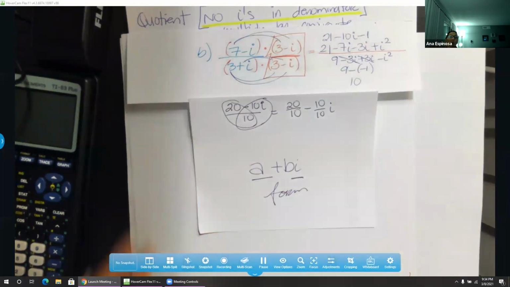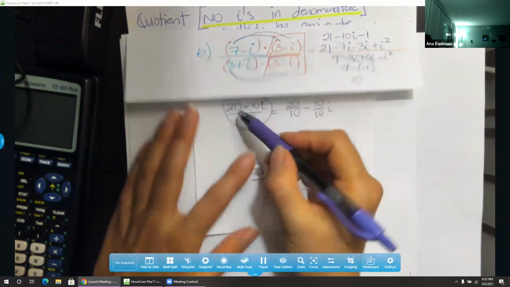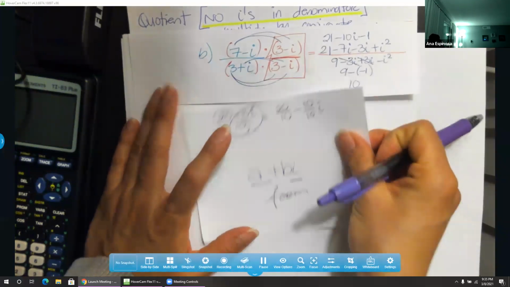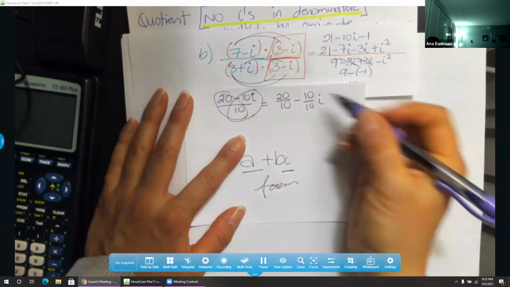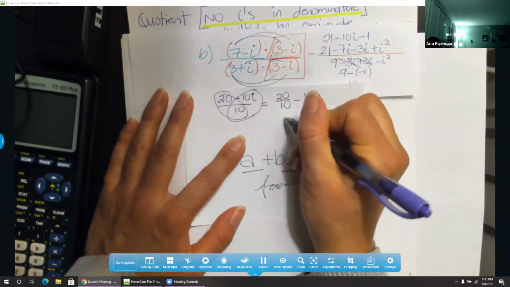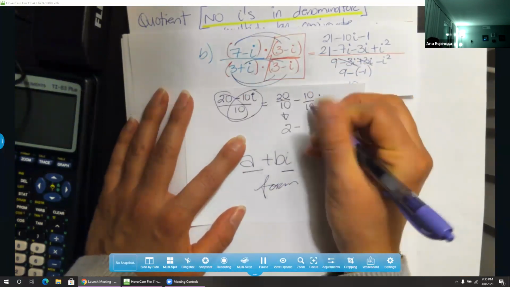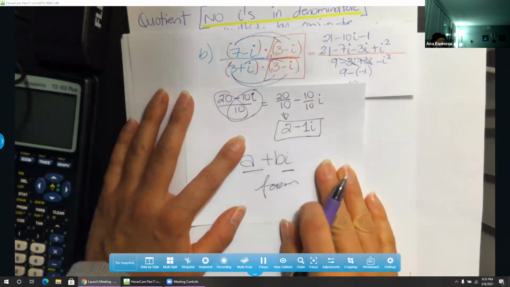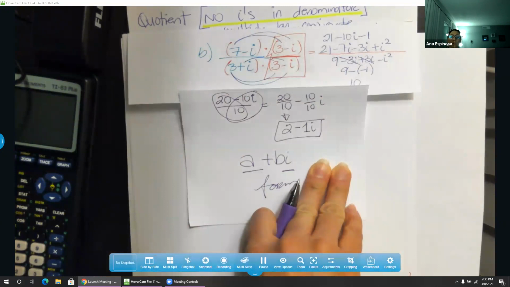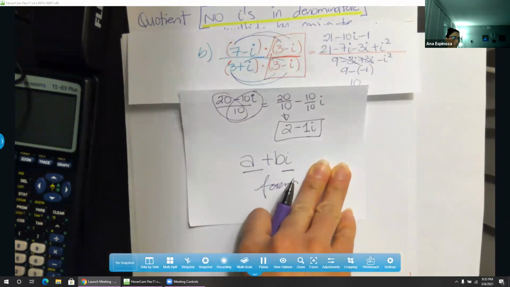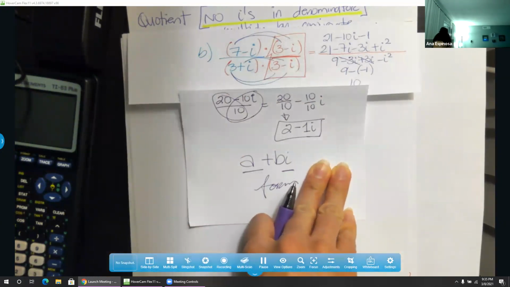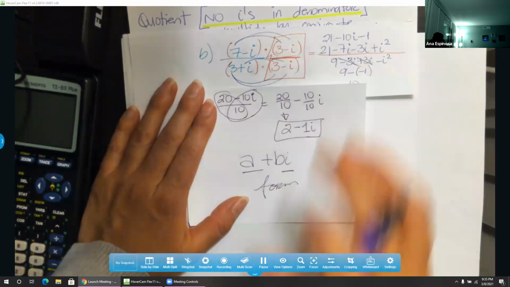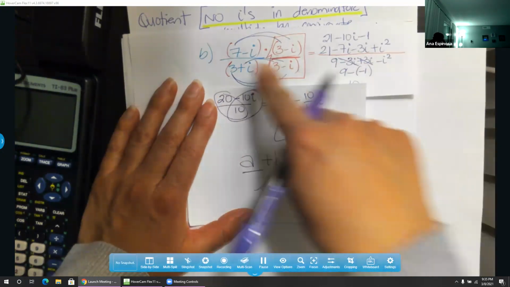Please try to separate it first and then reduce. A lot of students will try to reduce all three at the same time and they reduce it incorrectly. So I separate it first and then I just go ahead and reduce this, produces a 2. That produces a 1i. Done. So your final answer is 2 minus 1i or 2 minus i, which is the same thing. Okay, and that finishes part B.